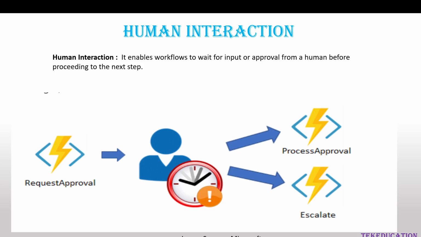And the final pattern is human interaction pattern. This pattern enables workflows to wait for input or approval from a human before proceeding to the next step. If you have noticed, in the previous patterns, there was no human intervention. Whereas in this pattern, there is a human intervention required. That is why this is called a human interaction pattern. Consider that request approval is sending a notification email to the user. User will either approve or reject it. Based on that, the necessary actions are to be taken. It has to be process approval or it has to be an escalation.